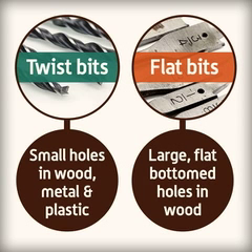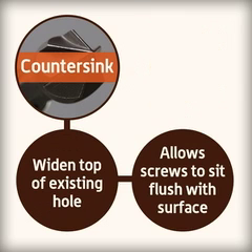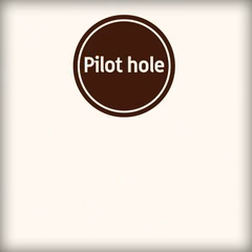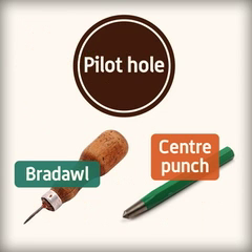Flat bits are used on wood to drill large, flat-bottomed holes. Countersink bits widen the top of the existing hole so as to allow screws to sit flush with the surface. To help drill in the right place, a pilot hole can be made with a bradawl on wood and plastic, and a center punch can be used on metal.